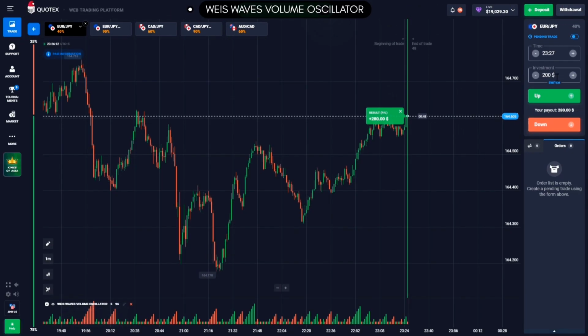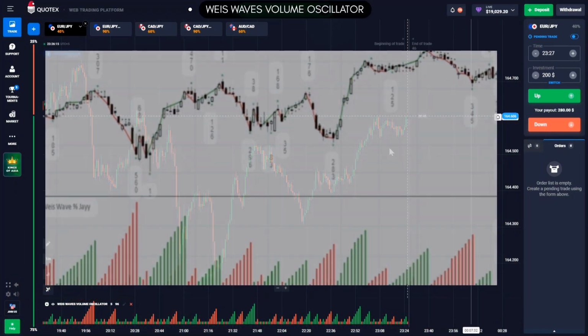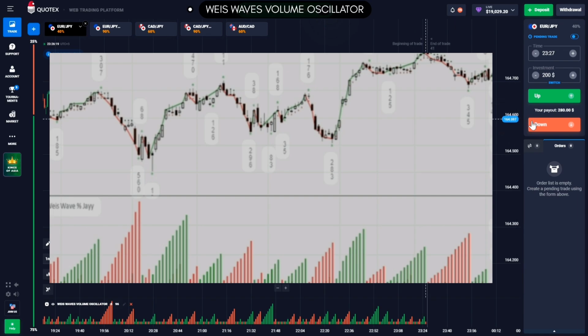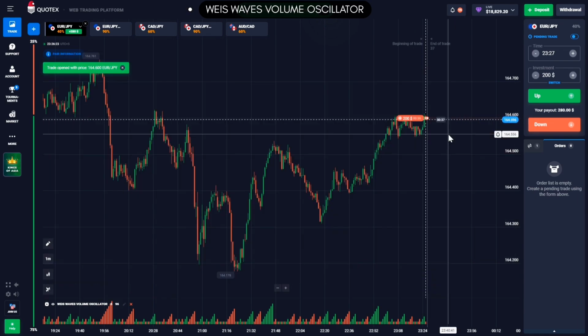Volume representation. High volume in an up wave signals strong buying interest. High volume in a down wave shows strong selling pressure. Low volume might indicate a lack of conviction, leading to possible reversals.